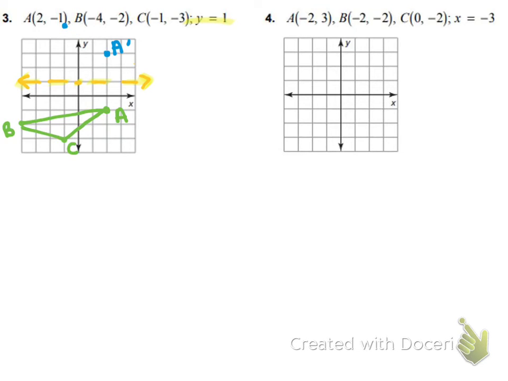Oops, that's a C. And then B prime is down 2, 3, so B prime will be up 1, 2, 3. I drew that beautifully, but there you go. Questions, comments, concerns? Okay, we're on the back. We'll come back to those two a different day.